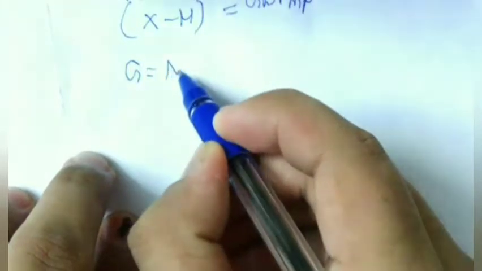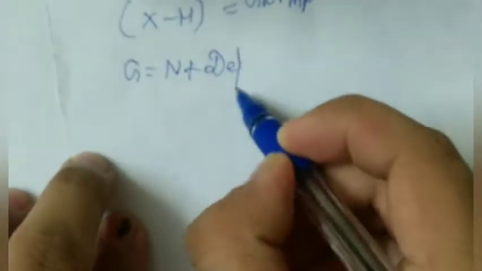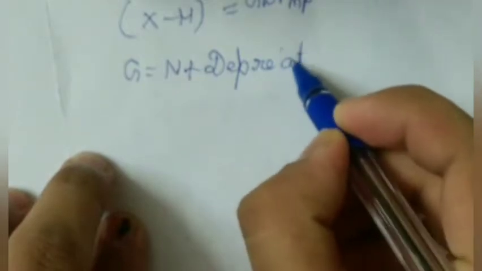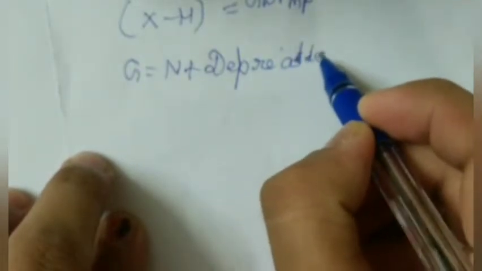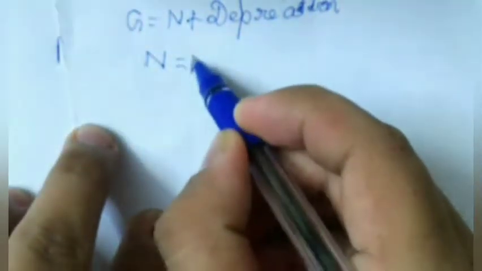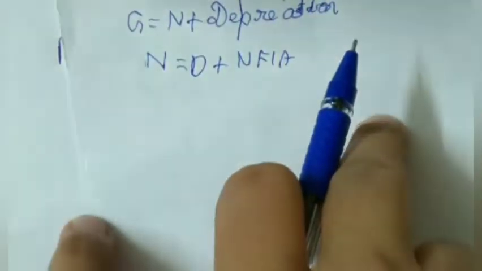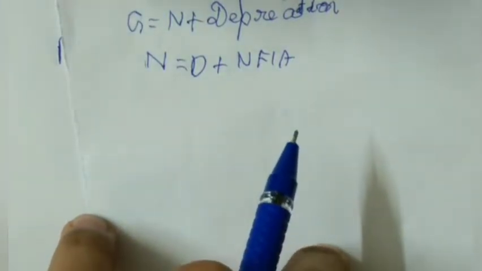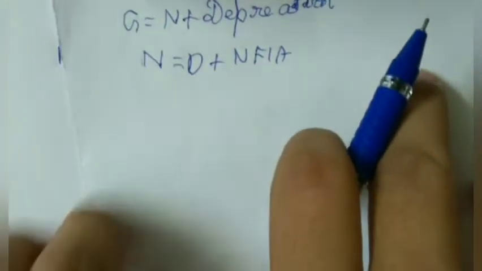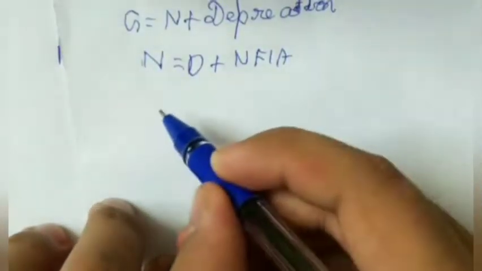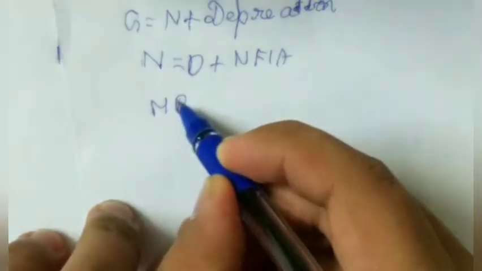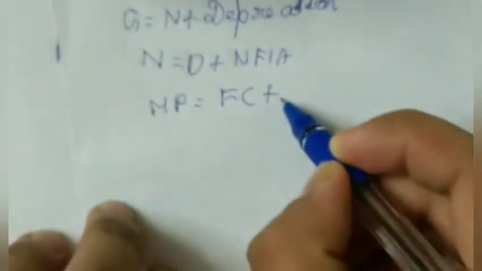Gross is equal to net plus depreciation. Then national is equal to domestic plus NFIA or net factor income from abroad. This also is not gross factor income from abroad minus depreciation. It is factor income from abroad minus factor income to abroad. Then the third one is market price is equal to factor cost plus net indirect taxes.